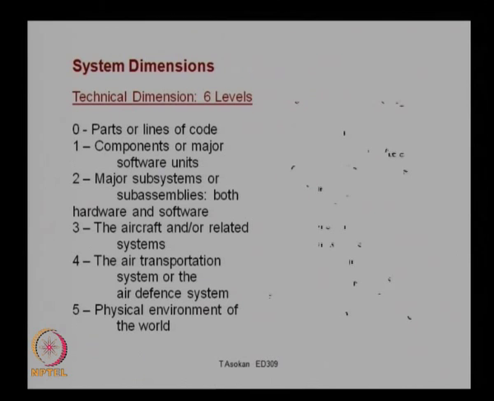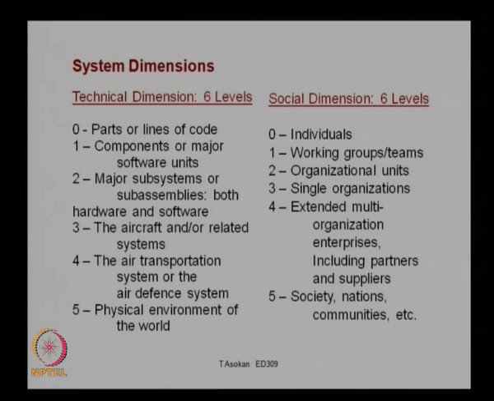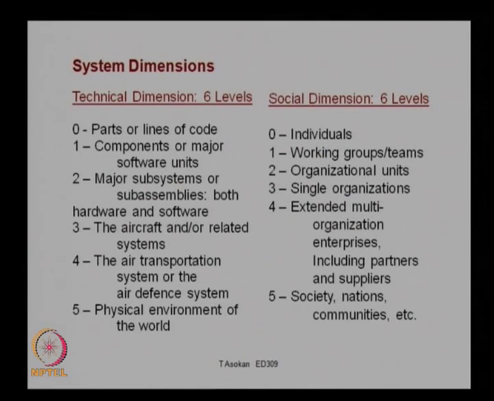Let us look at the social dimension. Every system has social dimensions, because it has some social impact: the human is involved, and it is mainly designed for human use, and therefore there is human intervention or human impact on the system. That is why we have the social dimension for the system. Again, we can have 6 levels of social dimensions. The highest level is the society, nations or communities where the system is being used. Depending on the country or the society where it is being implemented, that becomes the highest level of social dimension for the engineering system.